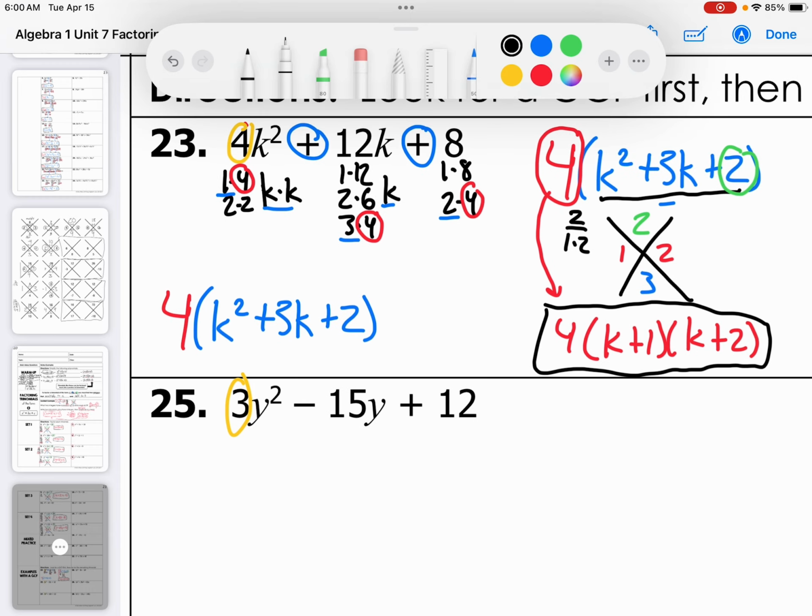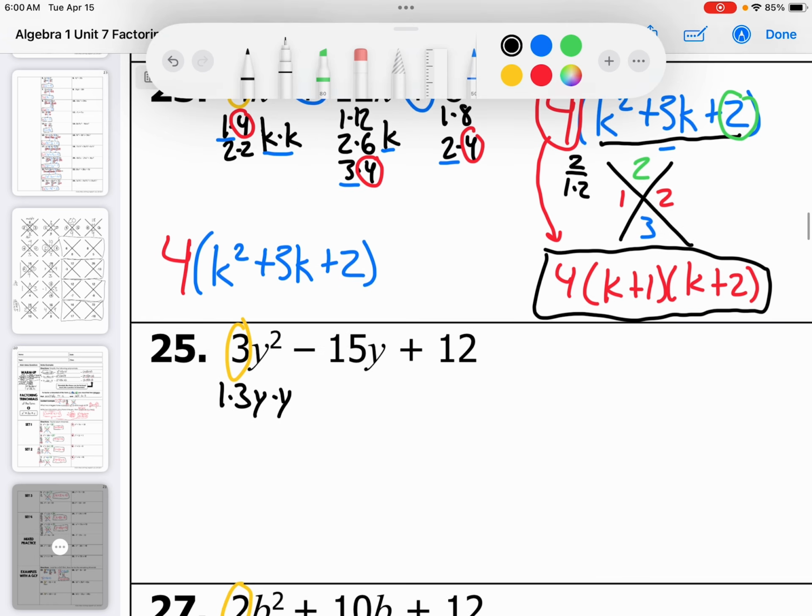Since we have a number in front of that y squared, we should see if we can take out a greatest common factor. This would be 1 times 3, and then y times y. For the 15y, it'd be 1 times 15, or 3 times 5, and then y. And for 12, it's 1 times 12, 2 times 6, and 3 times 4. So looking at these, the biggest number they all have is 3. So I would take out a 3. And again, they don't all have y, so I can't take out a y.